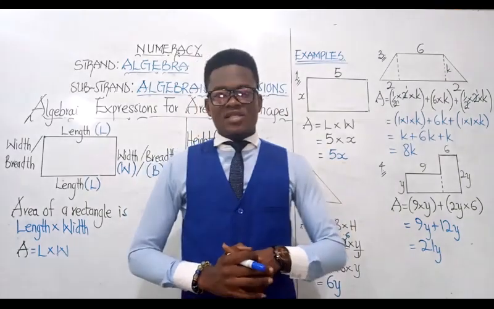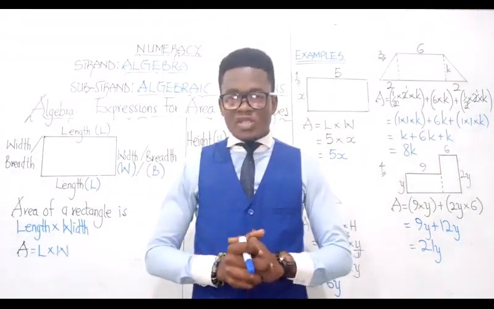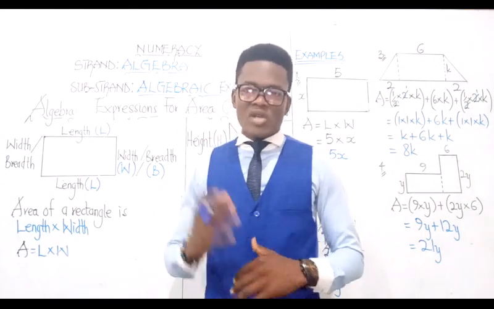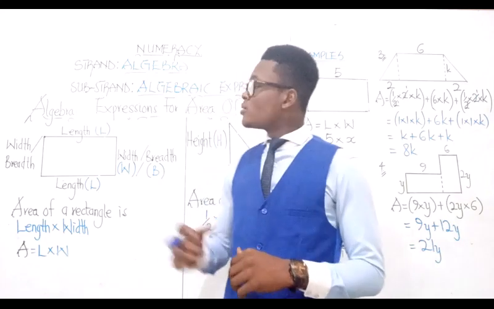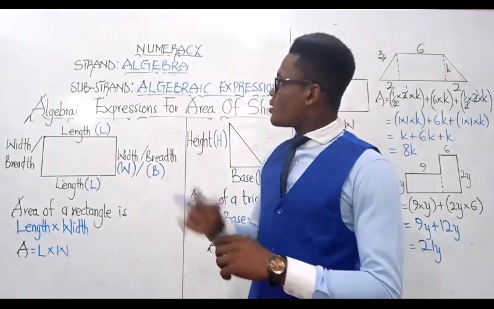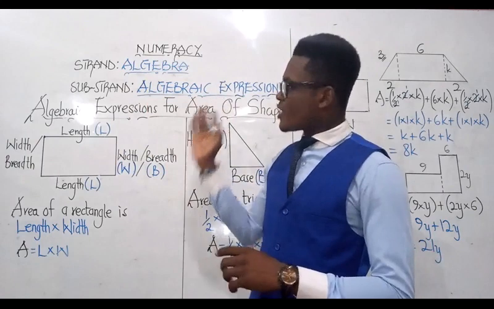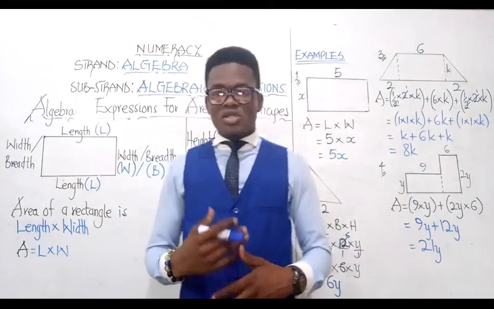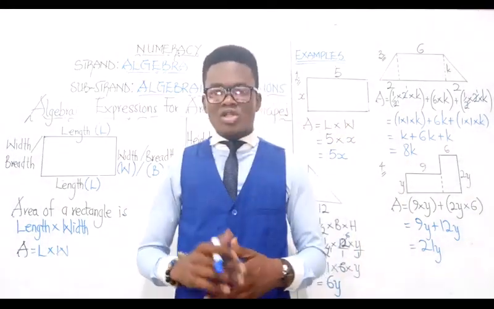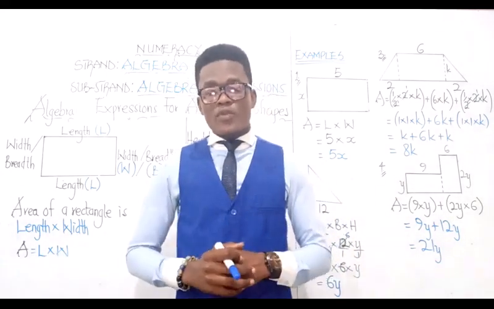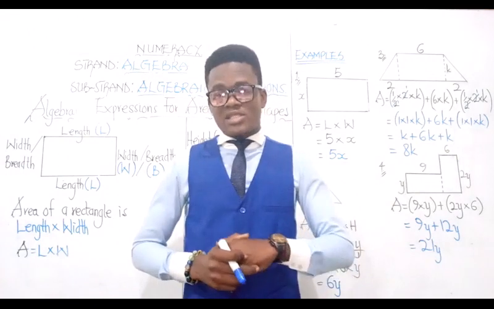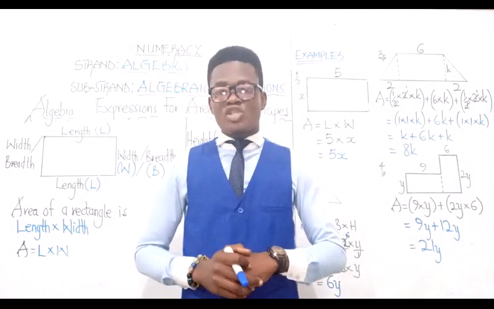Well, it's yet another great day, and today we have numeracy. Our strand and our substrand remain the same as in our previous lesson. Our strand is algebra and our substrand is algebraic expressions, okay? But today we are precisely going to look at algebraic expressions for area of shapes. Last week we solved algebraic expressions for perimeter of shapes, okay?